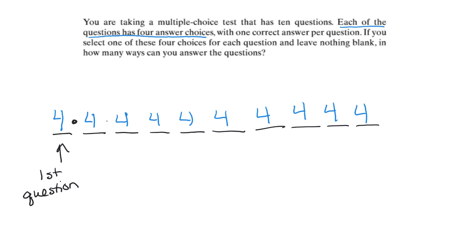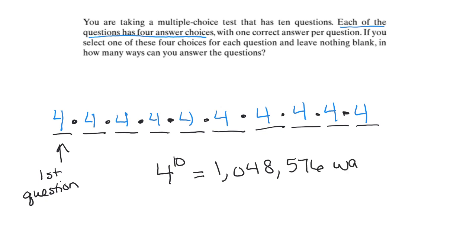And then again, we're going to multiply each of these. And of course, there's a shorter way to rewrite this. We know we have 10 questions, and each question has 4 options. So here's my 4 options raised to the 10th power. And if you place this in your calculator, you should come out with 1,048,576 ways to answer those test questions.